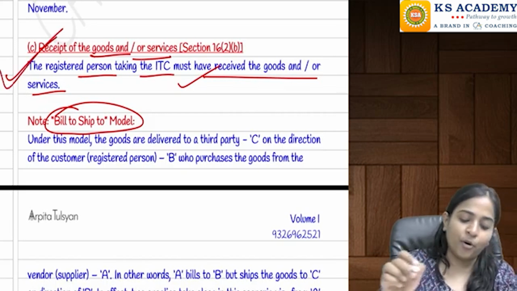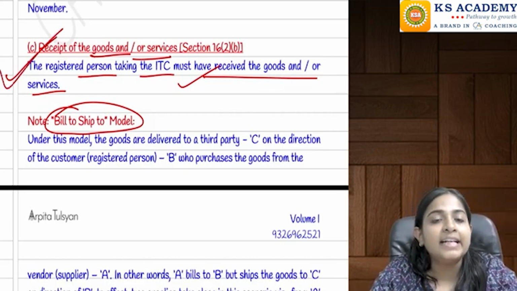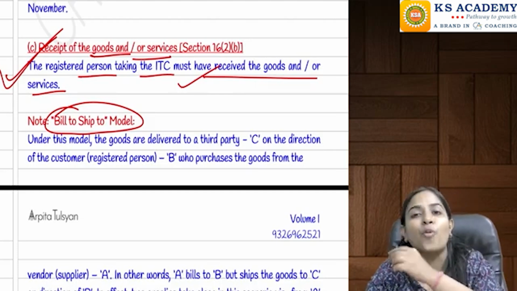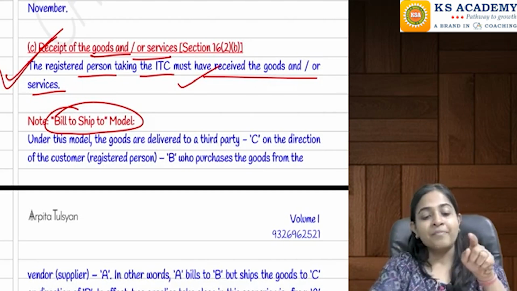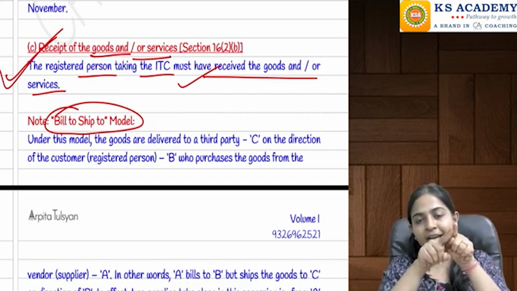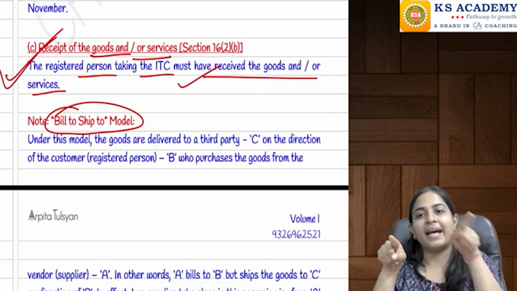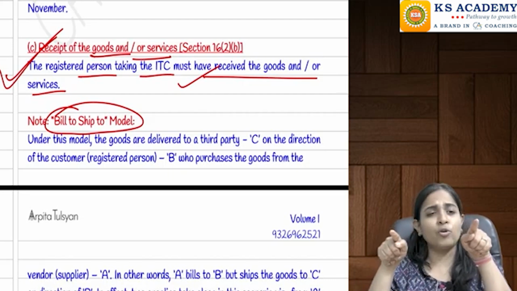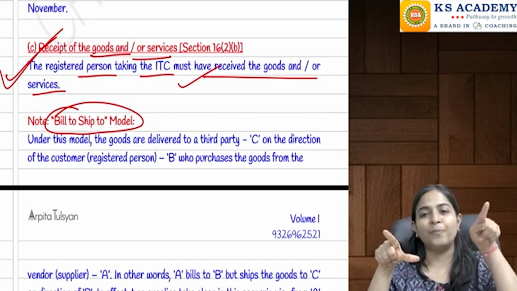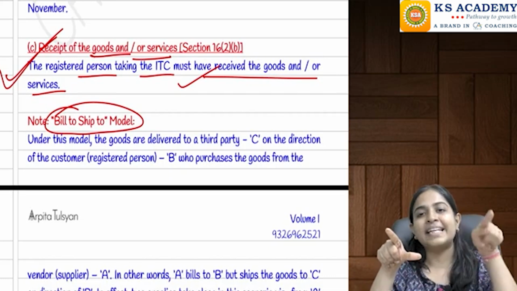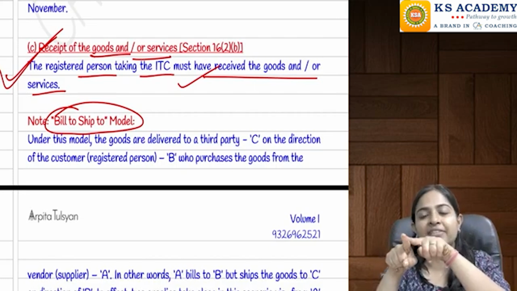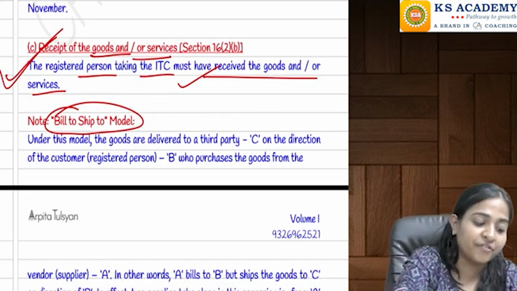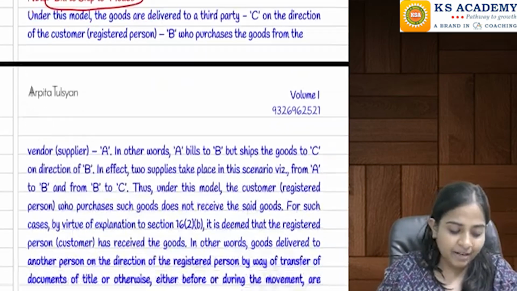Third point, very, very important. The recipient can take the credit only if you have actually received the goods or services, except in case of bill to ship to model. In case of bill to ship to model, remember, this supplier A entered into a contract with B that A will supply it to B. Then B got an order from C. So B told A that you please give it to C directly. So as soon as C receives the goods, it is deemed that B has received the goods. Right? So B can take the ITC of the same, even without receiving the goods physically. That was your third point.